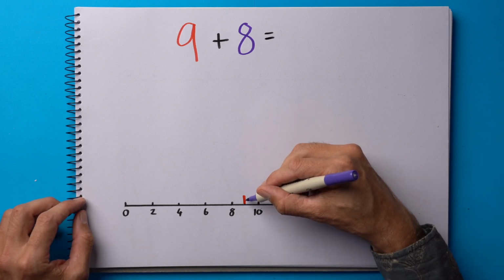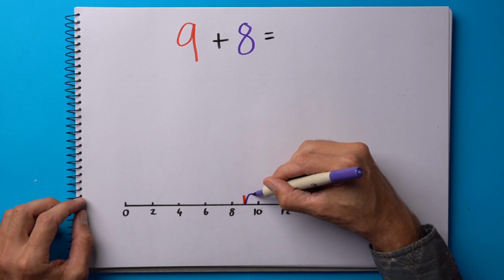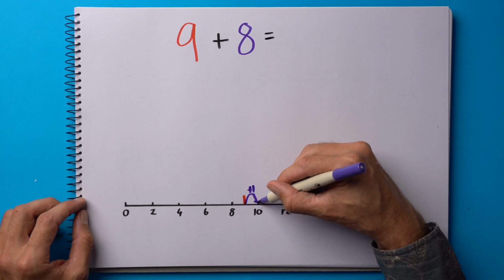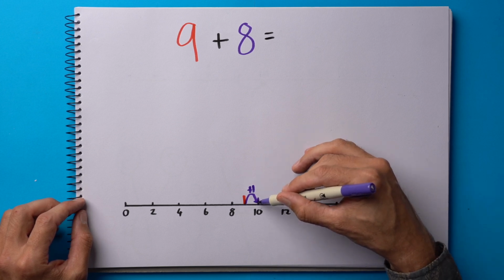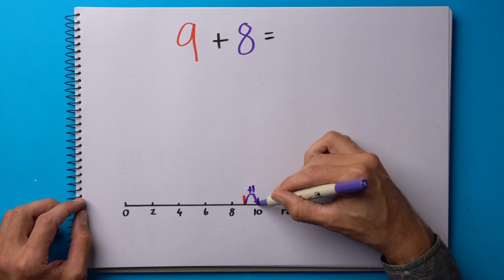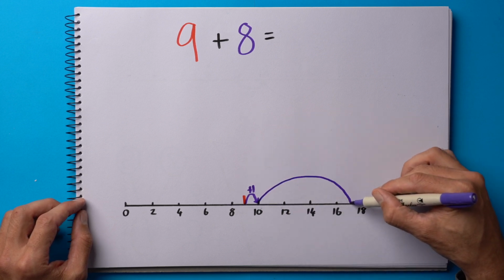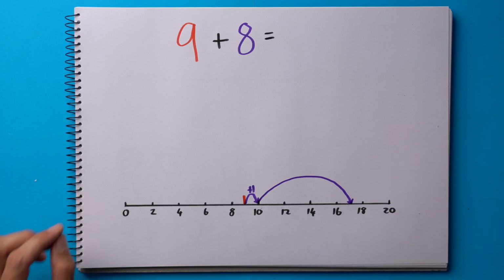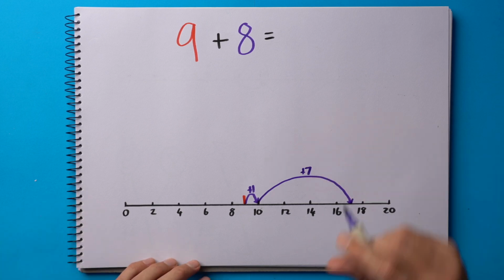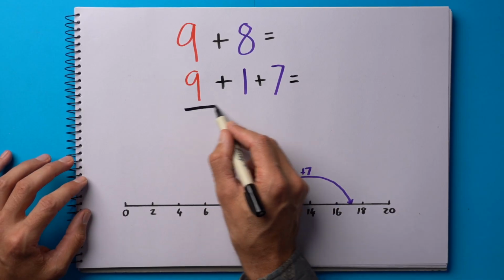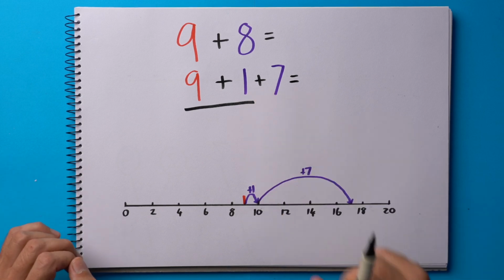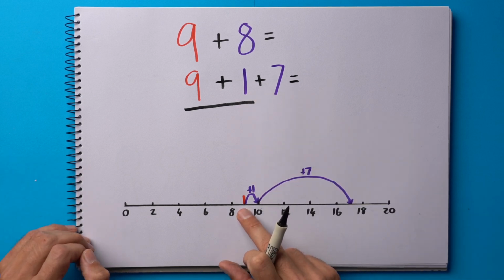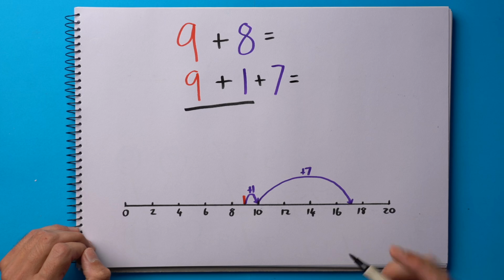So we can see that there's one more. It's going to be a jump of 1 to 10. And then the other part of 8 is 7. So that's going to take us up till 17 plus 7. If I was to write that in a number sentence, it would look like this. This is the part that's going to add up to 10, and then we've just got to add 7. So it goes 9, 10, plus 7, 17.